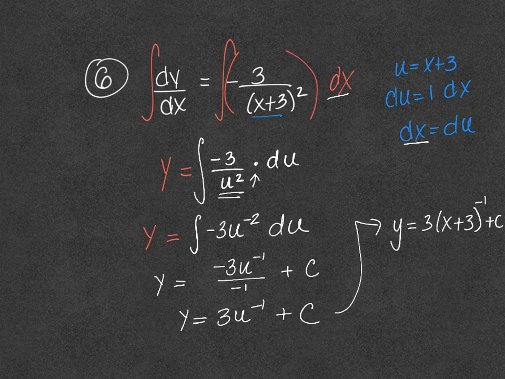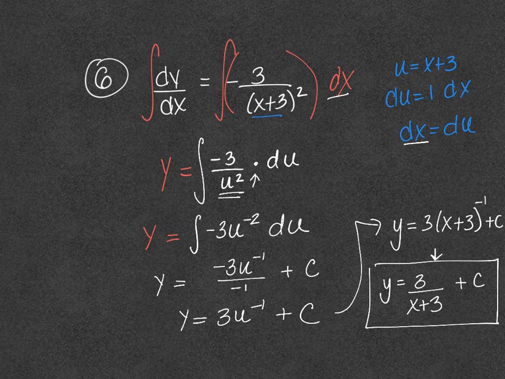And I can show you another way to write this answer. We could also write it as 3 over (x plus 3) to the first. You don't have to write that. You could just leave it like this. And this would be your final answer.